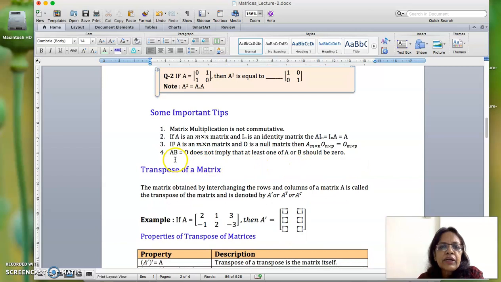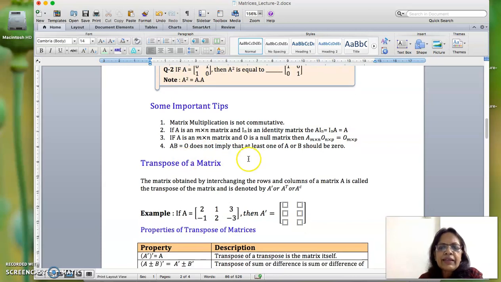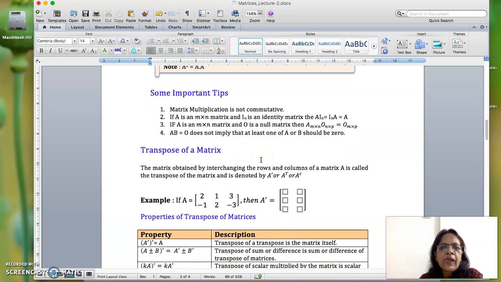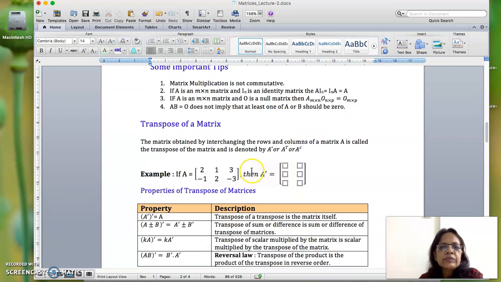Then if the product of two matrices is a null matrix, it does not mean that one of the matrices should be 0. You can have different matrices and the result can be a null matrix. So these are some things which will be useful for your MCQs and 1-mark questions and all. Now, transpose of a matrix.